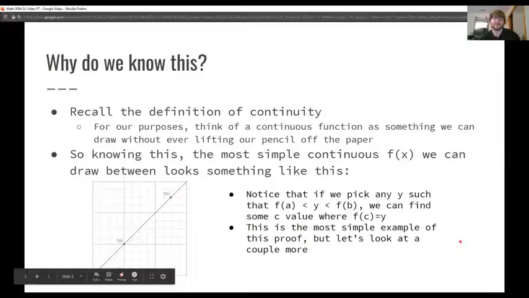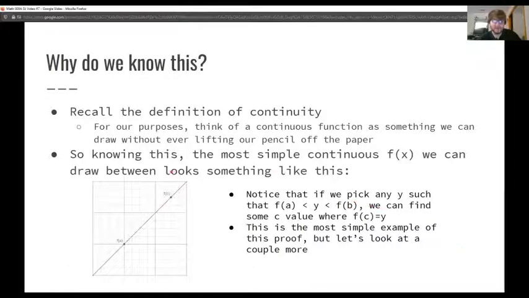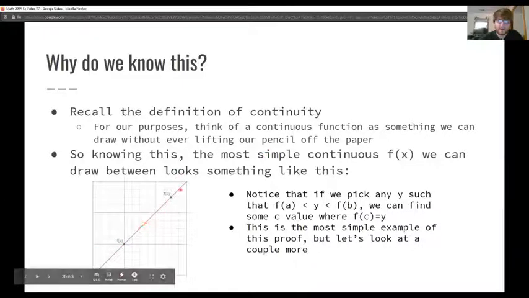So the first thing we want to recall is the definition of continuity. For the purposes of this, we want to think of a continuous function as a graph or a function that we can draw without ever lifting our pencil off the paper. So knowing this, the most simple continuous f(x) we can draw is just going to be a straight line, right? Since that's the straightest path between f(a) and f(b).